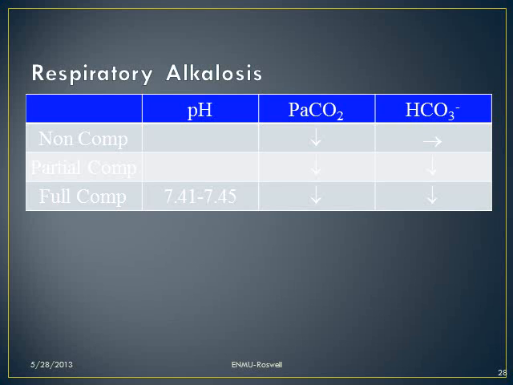Okay. If it's fully compensated, the pH is 7.41 to 7.45 because we're on the higher end. Our CO2 levels will still be low, and our bicarb levels will be low. But we brought our pH back into a normal range.